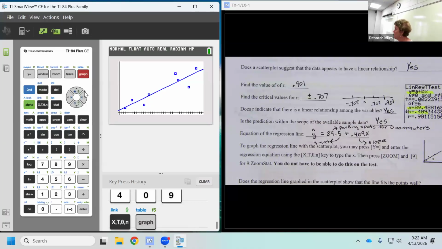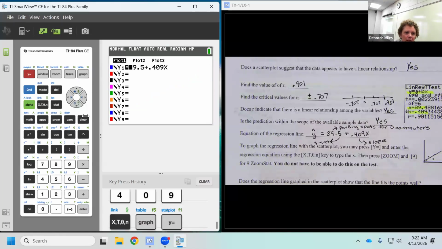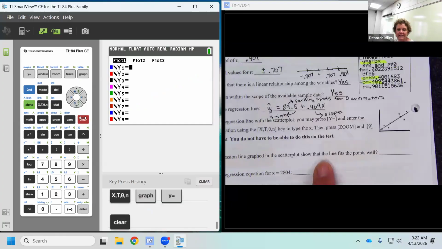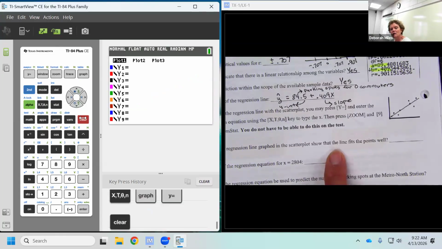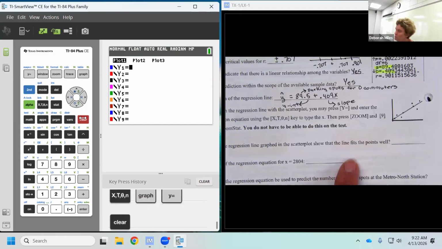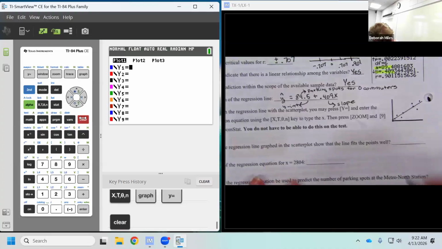Now, we'll have to remember to go back and clear that y equals when we get to the next example. We don't want this line showing up on the next scatter plot, so I'm going to go ahead and do that now. Clear that just to be ready for next time. But did our regression line fit the scatter plot well? Yeah, it did.